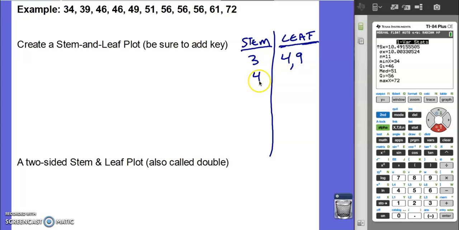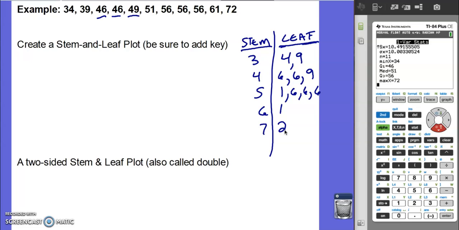And then you've got 46, 49. Oops, I skipped a 46. Good to double check. 46, 46, 49. So there are 3 numbers in the 40s. And then you have 51, 56, 56, 56. Okay, so there are 4 in the 50s. And then you have 61, and then you have 72. And so that's a stem and leaf plot.